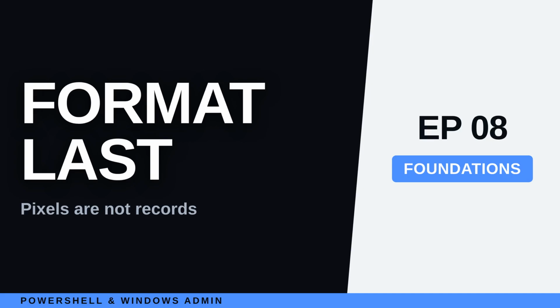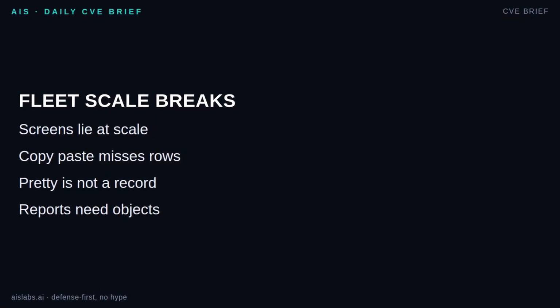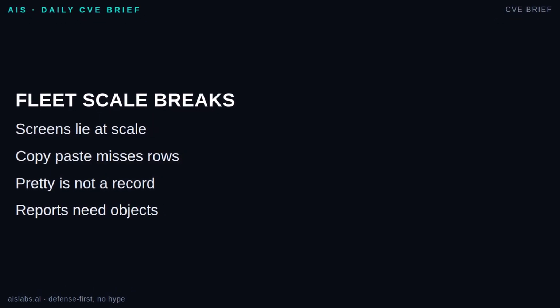Pretty output is not portable data. On one machine, you can eyeball Get-Service, and maybe copy a few lines. Across 50 servers, that method collapses. Across 500, it becomes fiction. The console is optimized for a human looking right now. Reports, tickets, audits, and incident reviews need repeatable records. The same properties, the same columns, and no mystery formatting layer.